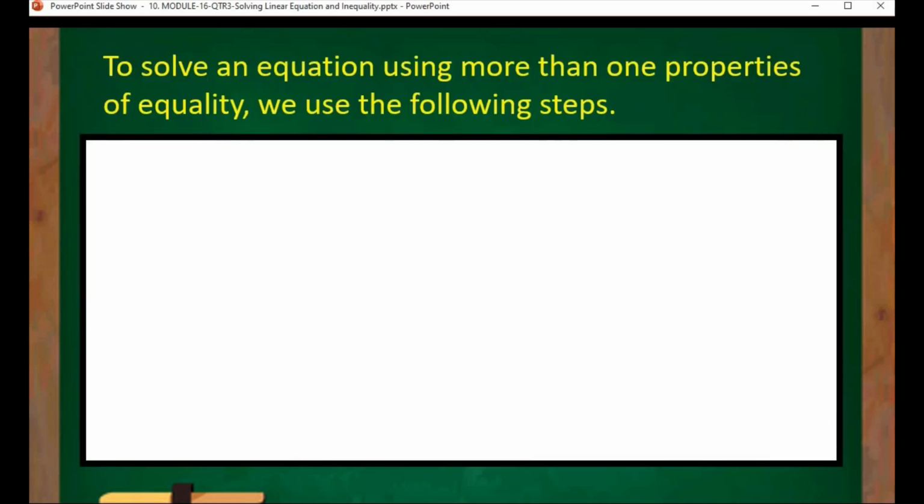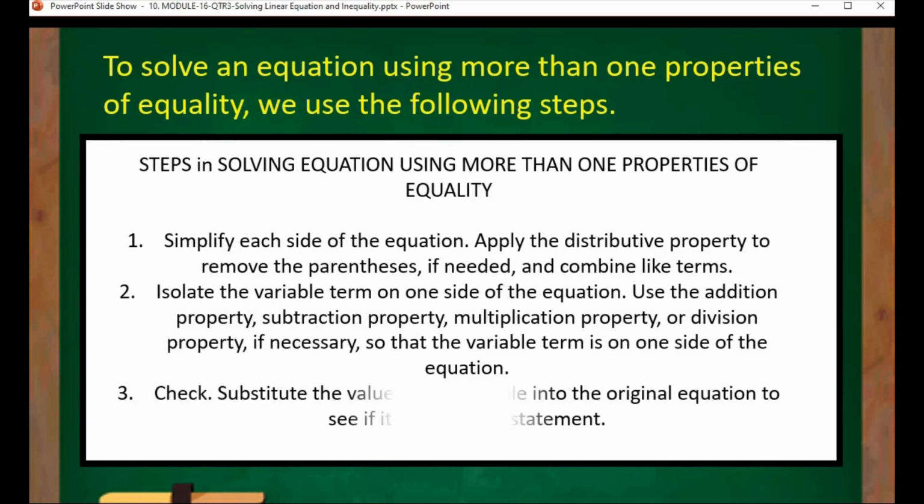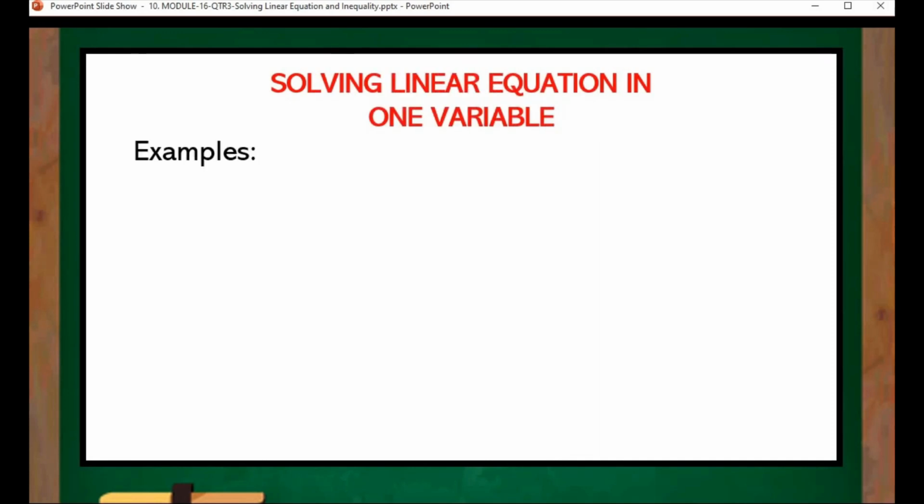Now, let's try to solve an equation using more than one properties of equality. So, this is a step. I'm not going to read this, but we're going to proceed with the example. Solving linear equation in one variable. Let's have the first example. X plus 3 is equal to 12. So, how are we going to solve this? Using the properties that we have learned a while ago.